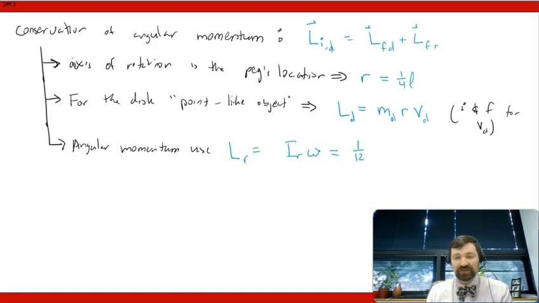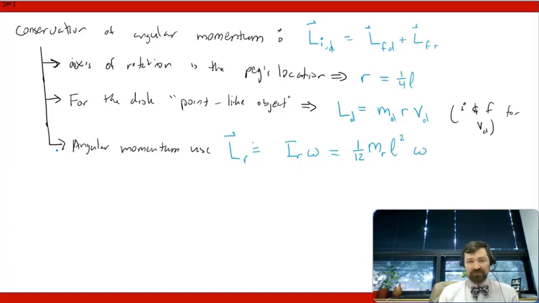You'll find that this moment of inertia is 1/12 of the mass of the rod times the length of the rod squared. Okay, so that is our moment of inertia, and therefore this is our total angular momentum. All right. Conservation of angular momentum basically says that before is equal to after.